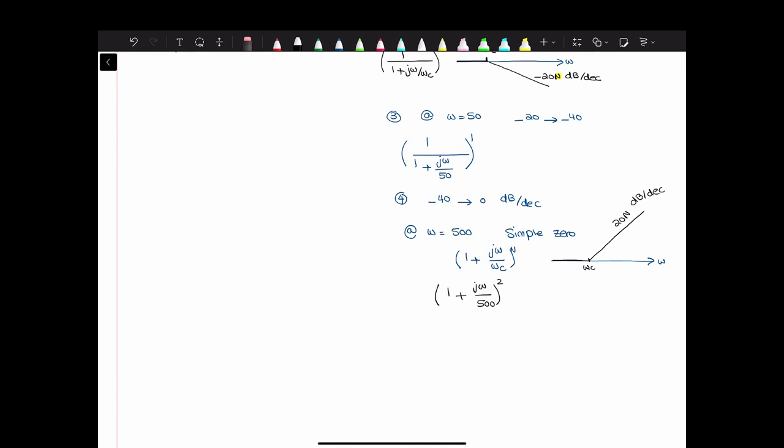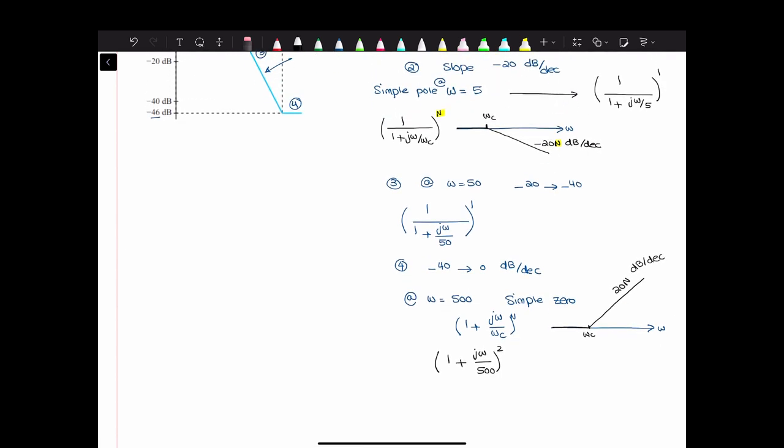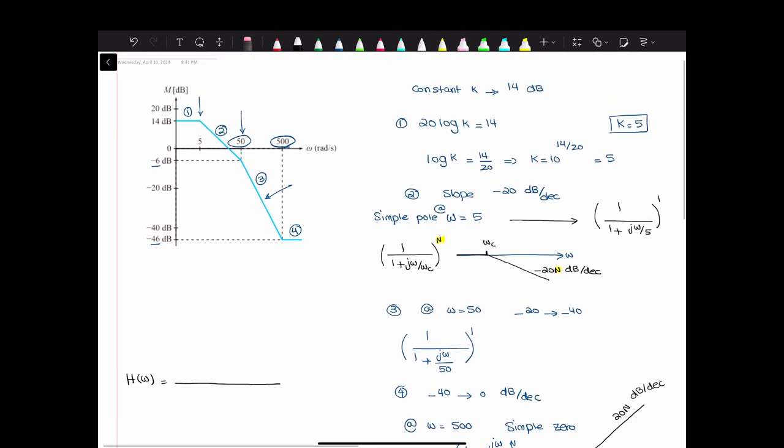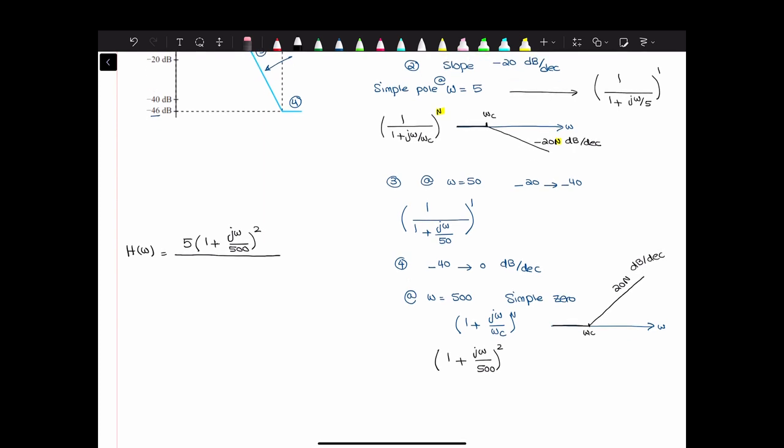Now, I have all the terms. We can just put them all together to form our transfer function. So H of omega becomes: we have k equal to 5, so that is 5 multiplied by 1 plus j omega over 500 to the power of 2, over the two poles that we have. One of the poles is 1 plus j omega over 5, and the other one is 1 plus j omega over 50. So that's the transfer function that we have.